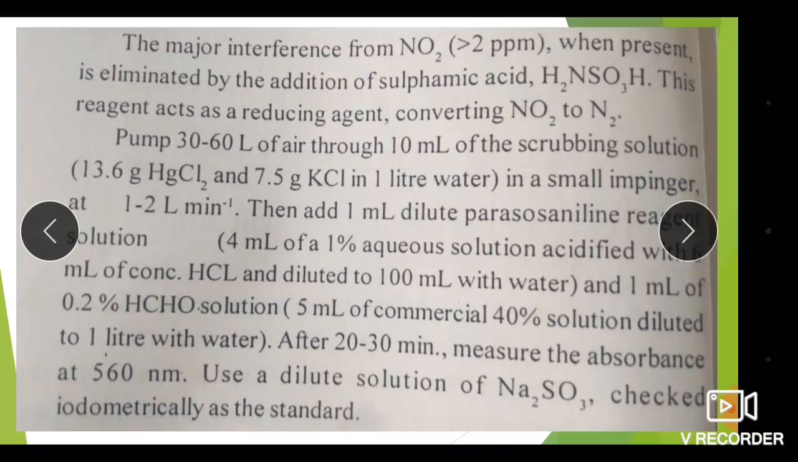Then add 1 ml of dilute para-rosaniline reagent solution. This para-rosaniline is prepared from 4 ml of 1% aqueous solution acidified with 6 ml of concentrated HCl and diluted to 100 ml with water, and 1 ml of 0.2% formaldehyde solution. After 20 to 30 minutes, measure the absorbance at about 560 nanometer. Use a dilute solution of sodium thiosulfate, checked iodometrically, as a standard.